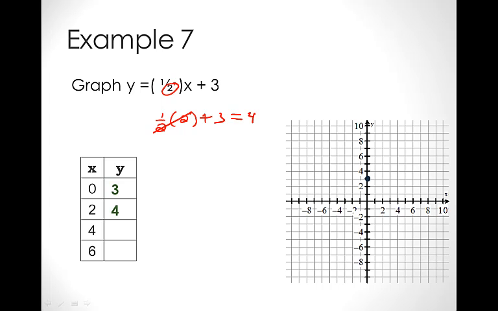Similar when you plug a 4 in. Half of 4 is 2, 2 plus 3 is 5. Plug a 6 in, half of 6 is 3, 3 plus 3 is 6. So you've got your nice points there, and draw your line.